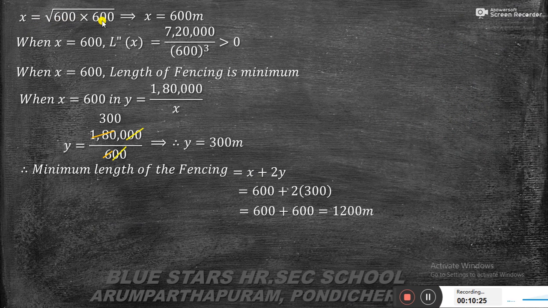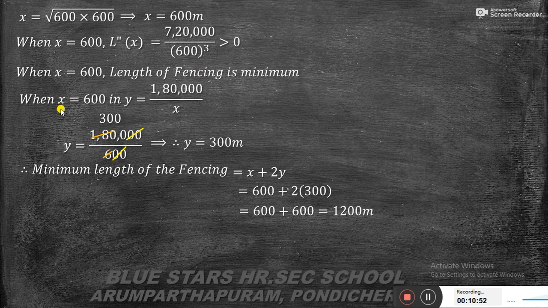So 600 into 600. Taking the square root of this 600 into 600, that means 600. Therefore x equal to 600. So L double dash of x equal to 7,20,000 by 600 whole cube. Its answer is positive, and positive I represent by greater than 0. So when x equal to 600, the length of the fencing is minimum, because it is greater than 0.